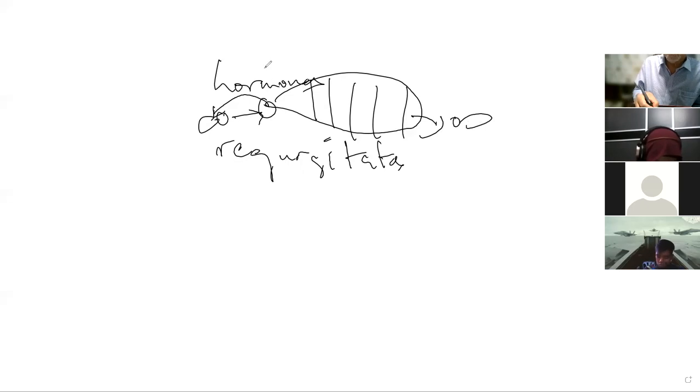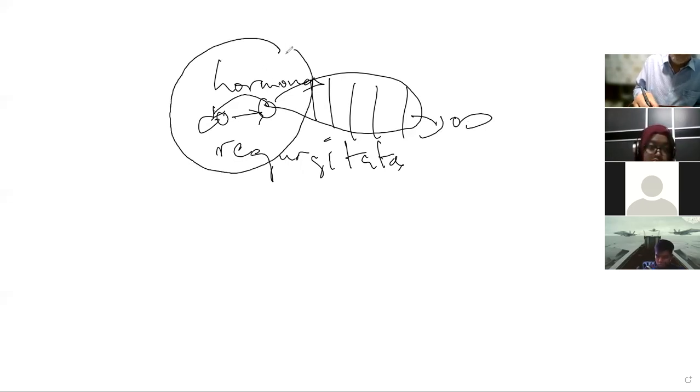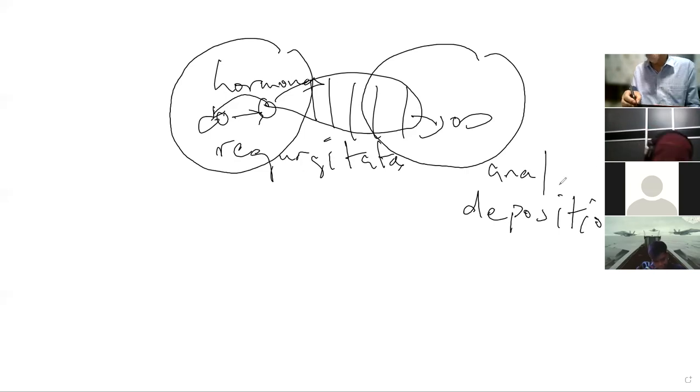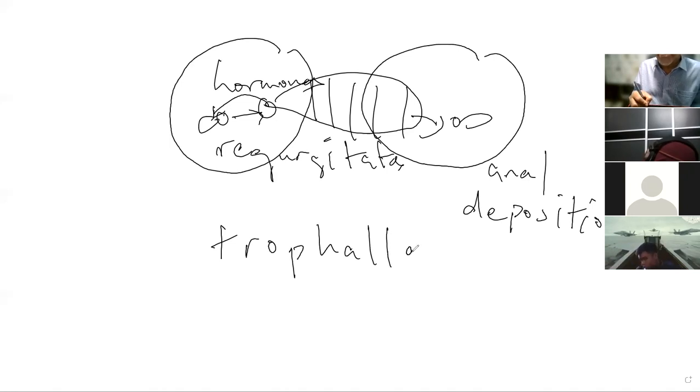So in this situation, the worker feeds the queen, but in this situation, it also feeds the workers through anal deposition, daripada dubur dia. Okay. This process, the whole process, is called trophallaxis.